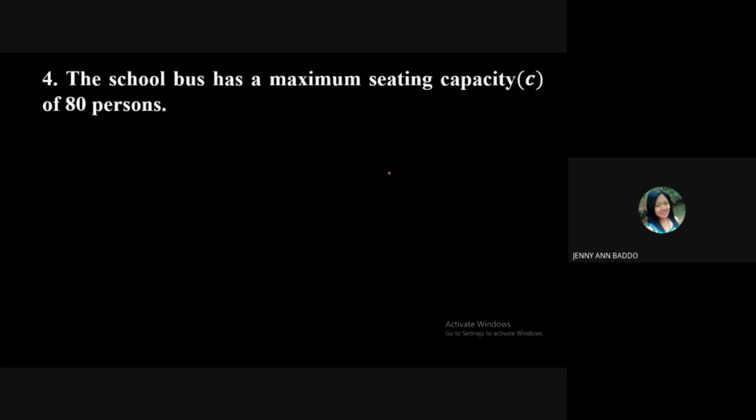Another example, the school bus has a maximum seating capacity of 80 persons. The maximum seating capacity is denoted by small letter C. Now, when we say maximum, that is already the highest value. Therefore, it has the symbol less than or equal to. Then we have 80. So C is less than or equal to 80. Again, it's a linear inequality.